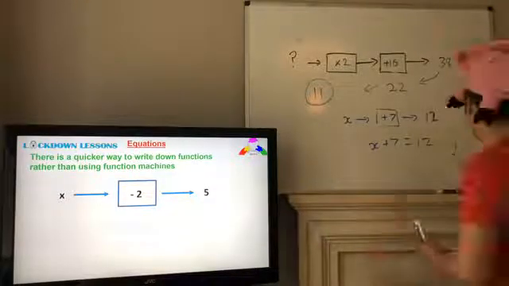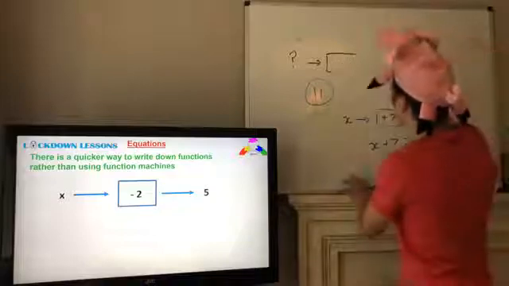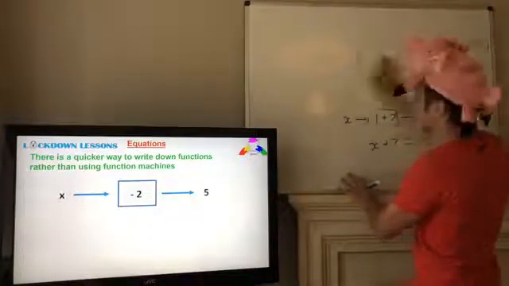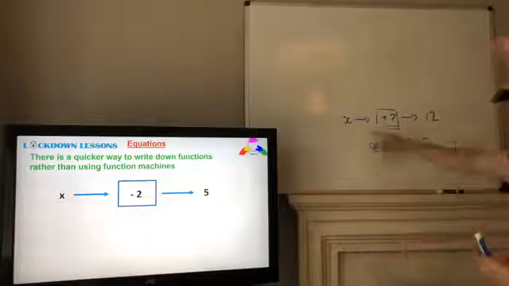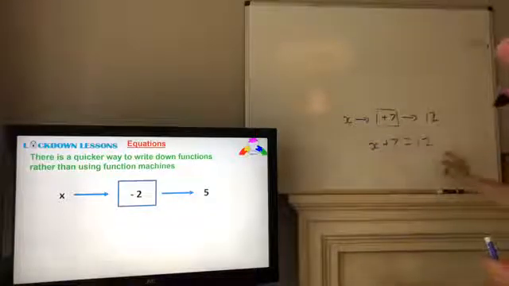Okay, what would the equation be for that one? You can then solve it as well if you want, so you can work out what x is. So what would the equation be? Can you write it down? So that one, that's an equation there, x plus 7 equals 12.